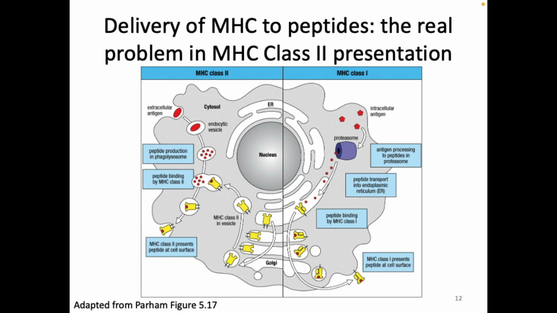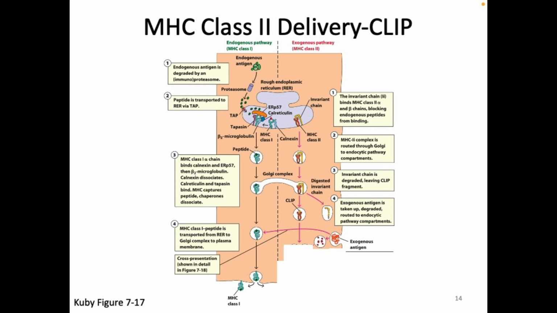So what problem do we now have if we want to act? We've delivered the MHC to the peptide, but now we want the peptide to bind to the MHC molecule. What problem do we now have for binding that we're going to have to solve to make binding happen? Yeah, Brenna. The cleft is still blocked. CLIP is in the way. So we want to put a peptide there, but CLIP is there. It's in the way.